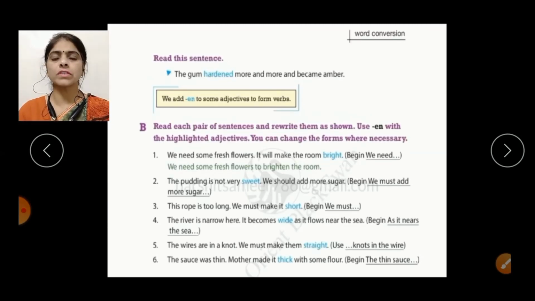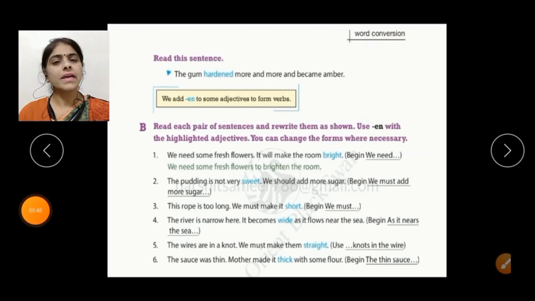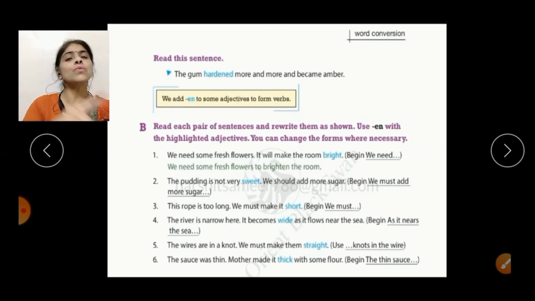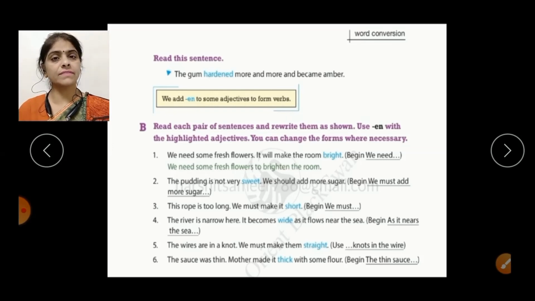Here on page number 43, we have an exercise which is related to word conversion. Students, you know very well that one part of speech of a word can be converted into another one. Means noun can be converted into adjective, adjective can be converted into noun. Similarly, verb can be converted into noun and also verb can be converted into adjective. But here we have to convert adjectives into verbs by adding en. So when we add en to some adjectives, they become verbs.